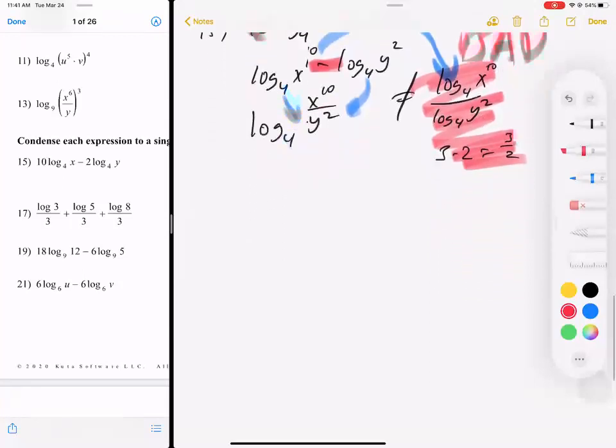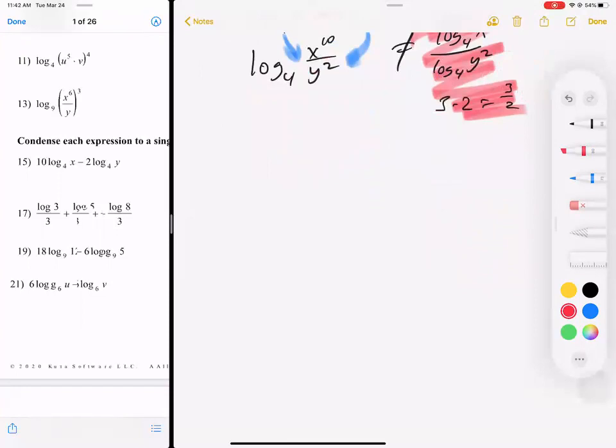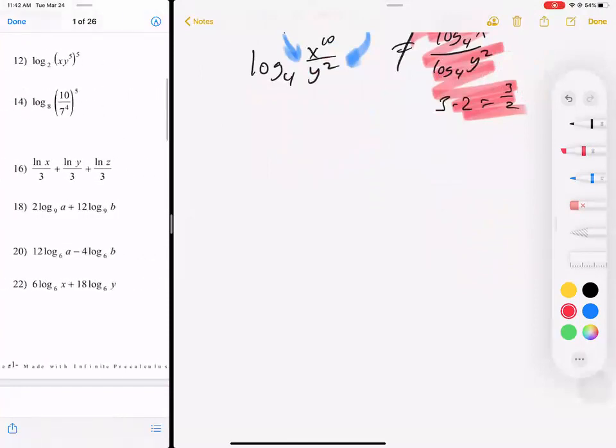Hopefully I can see it. Okay, let's do one more. One of the weird ones. Here's a cool one. Here's a fast one.